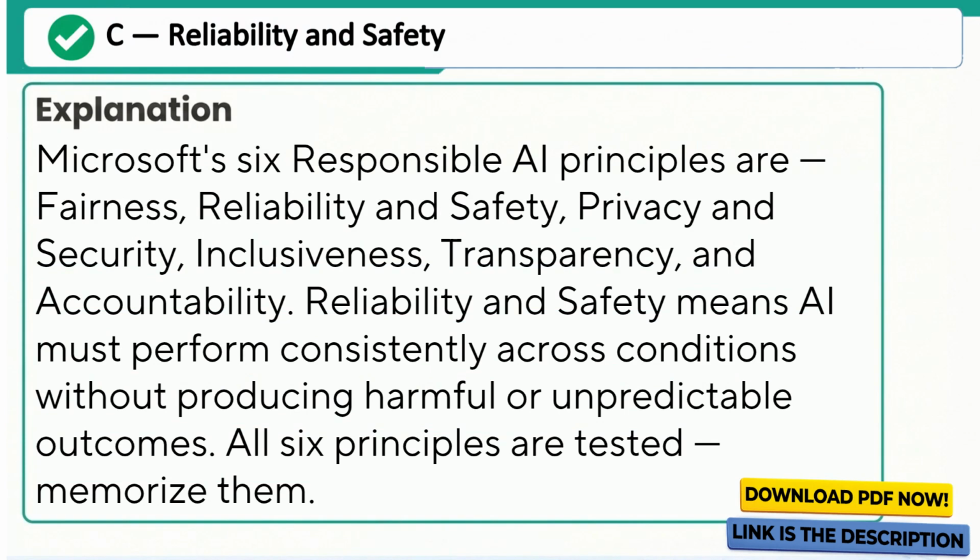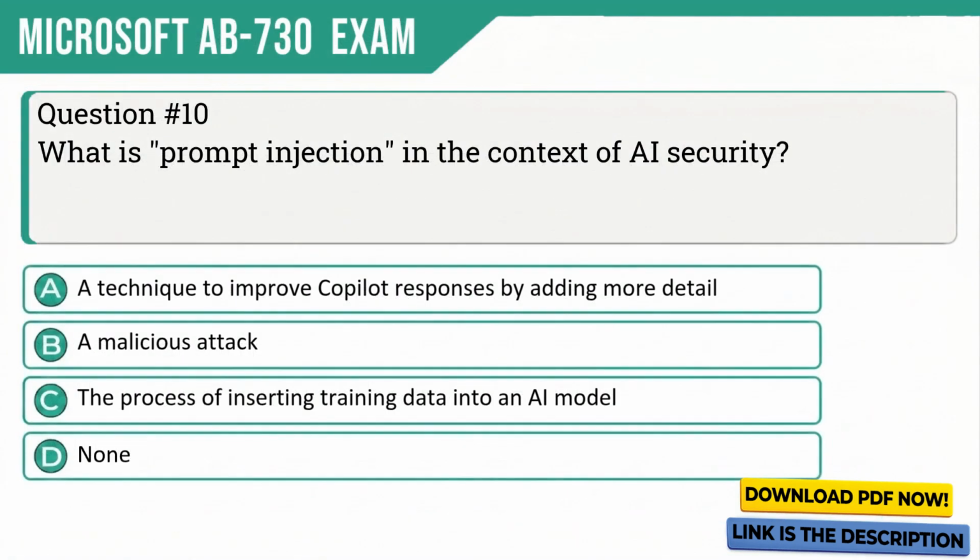Reliability and safety. Explanation. Microsoft's 6 responsible AI principles are fairness, reliability and safety, privacy and security, inclusiveness, transparency, and accountability. Reliability and safety means AI must perform consistently across conditions without producing harmful or unpredictable outcomes. All 6 principles are tested. Memorize them. Question number 10.